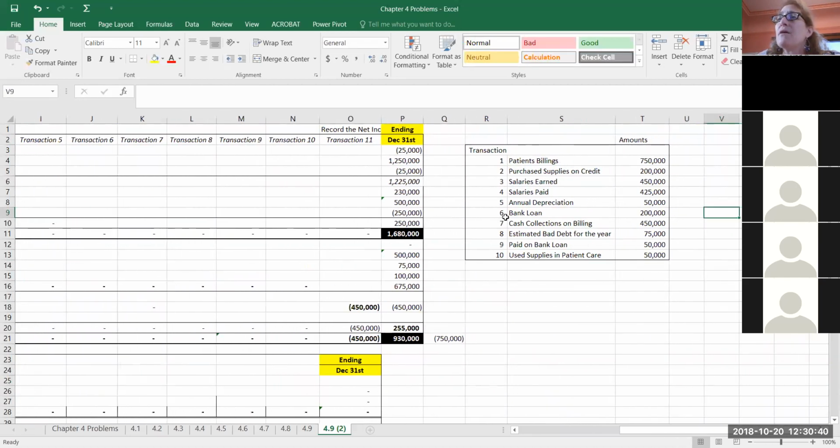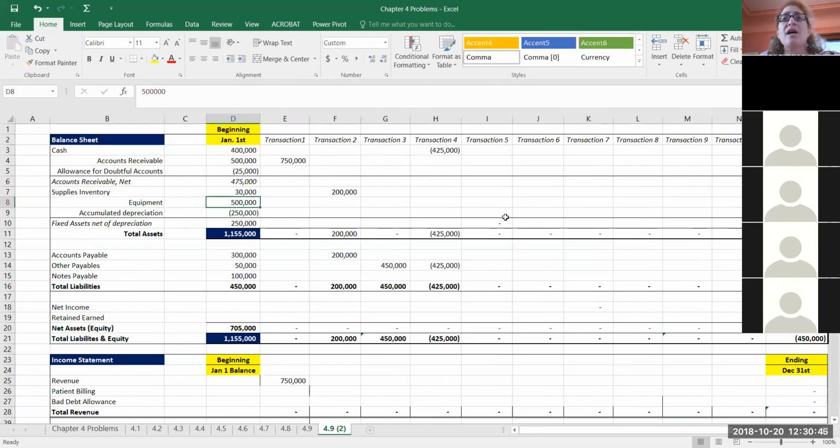Okay, so we're going to go down now to annual depreciation. So we have a bunch of fixed assets and we've calculated their useful life, and we know that we have to book a depreciation expense. So that depreciation expense is going to be a contra. Again, it's a negative. We're taking $50,000 out of our assets.